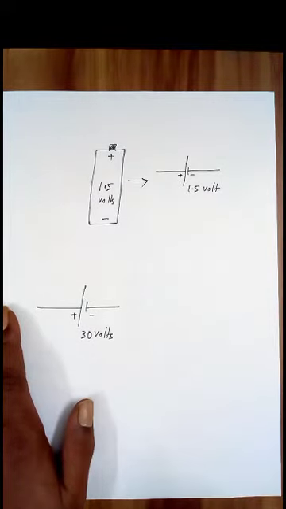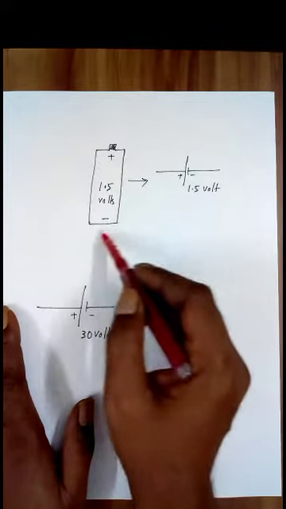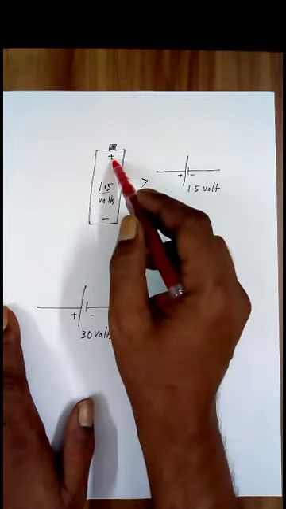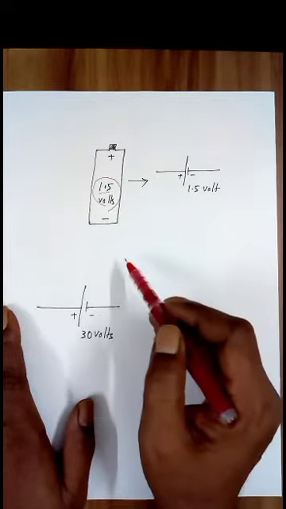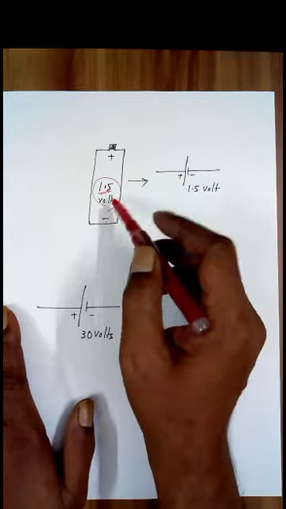When you go to a shop or market to buy a pencil cell for your TV remote or your air conditioner, you get a battery like this. It will be written 1.5 volts, a plus side, a minus side. What is the meaning of this? The potential difference between these 2 points is 1.5 volt.